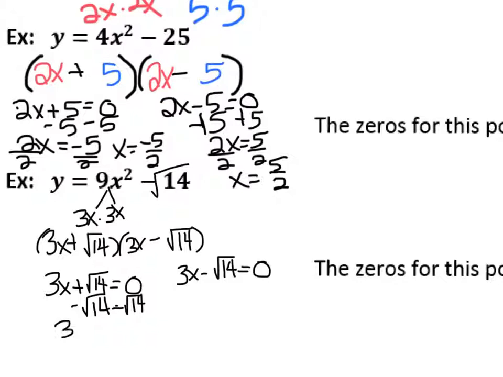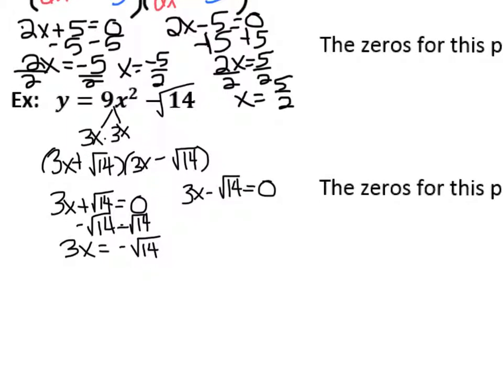So I would have 3x equals negative square root of 14. And then to get x by itself, we would divide by 3. So x equals negative square root of 14, all divided by 3. Now keep in mind, since that negative is outside the square root, it is okay to have that as an answer. Not okay for the negative to be inside the square root.